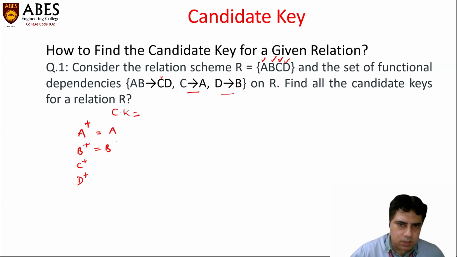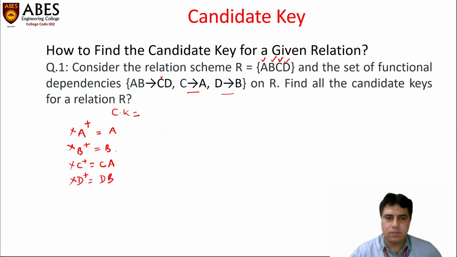There is no further attribute that can be determined from this. This is failure. From the C, we can determine C. From the C, we can determine A, or there is no further attribute we can determine from this. So this is also failure. Now from the D, we can determine D. From the D, we can determine B, and there is no further combination that can be determined from this.